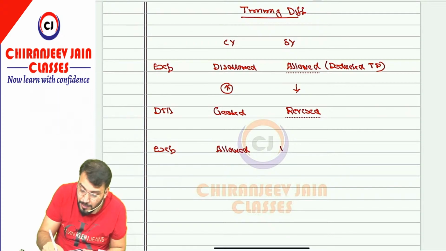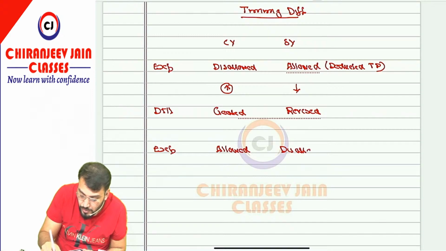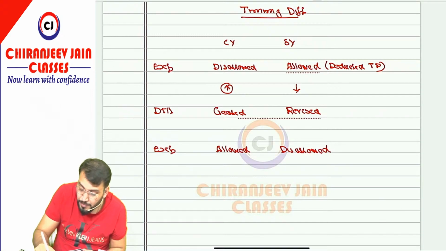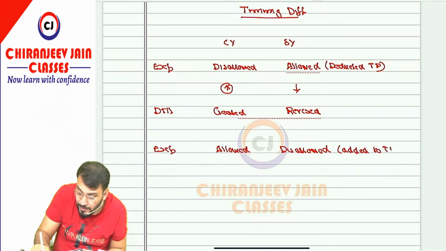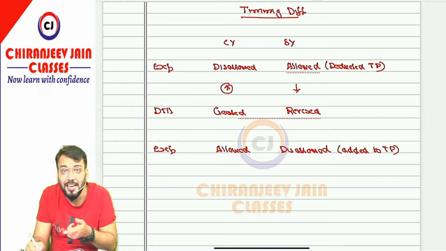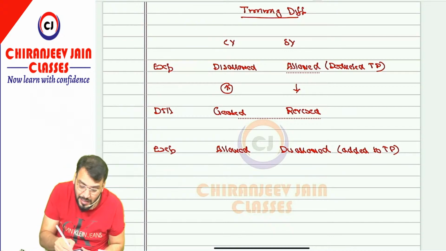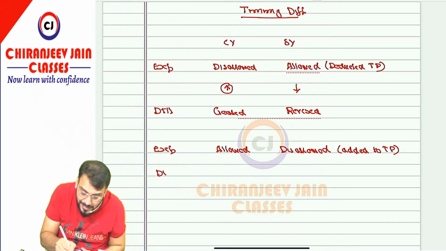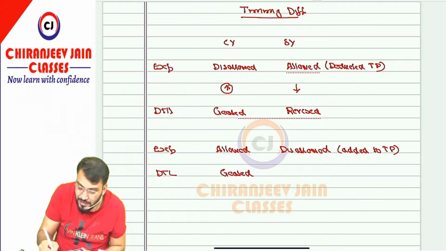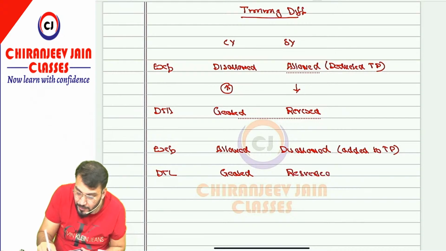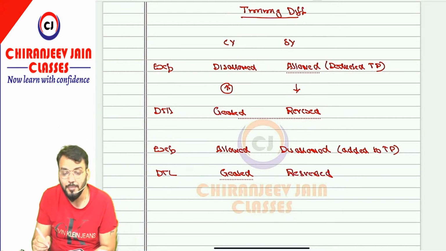Second example, any expense which is allowed in the current year but will be disallowed in future, means it will be added to taxable profit of the future. It means in future we are paying higher tax, so it is taxable in future. Because it is taxable in future, in the current year when it is allowed we'll create DTL. DTL will be created for this, and when it is disallowed it will be reversed. Have you understood this point?